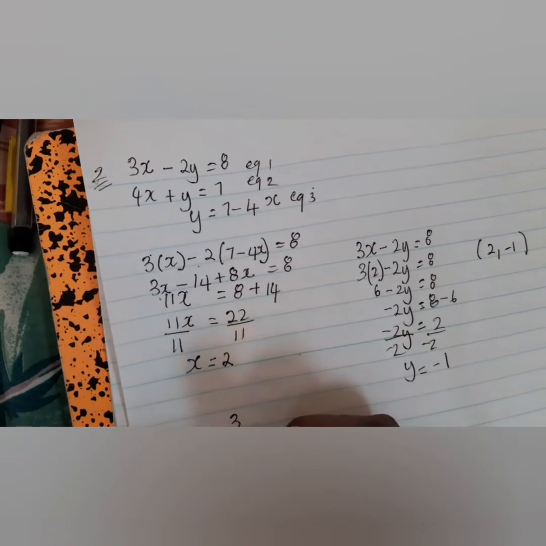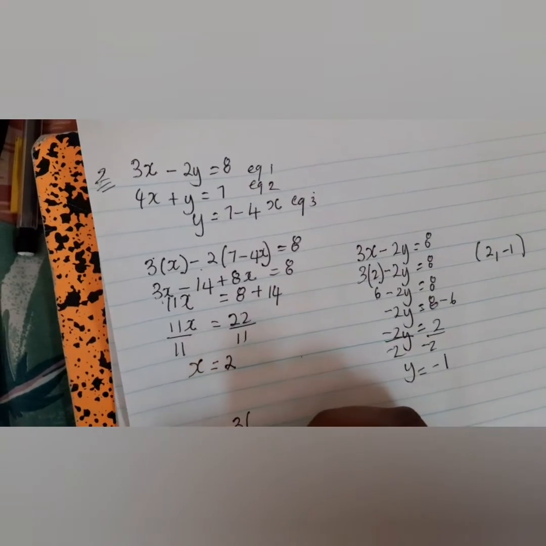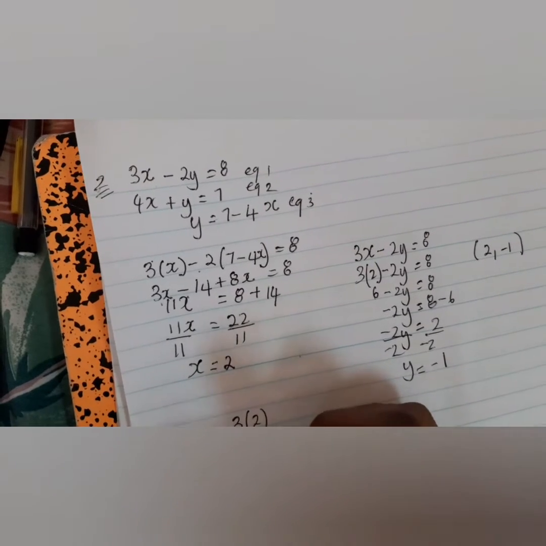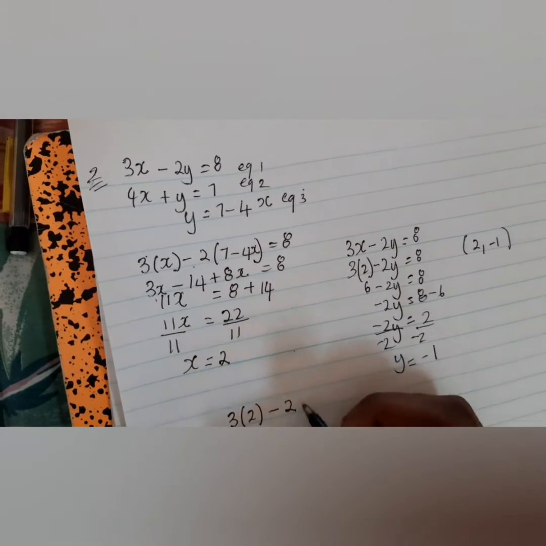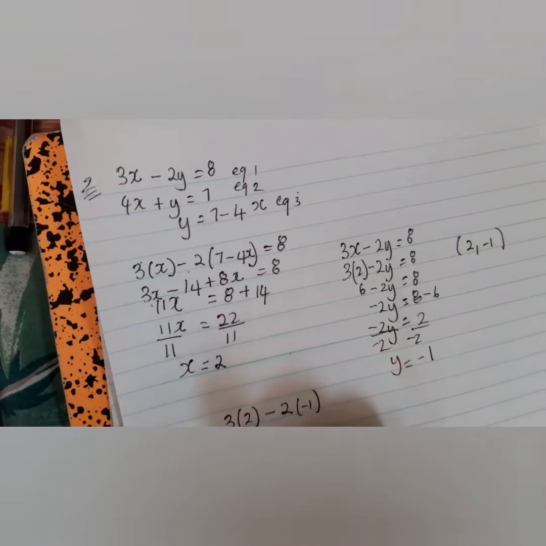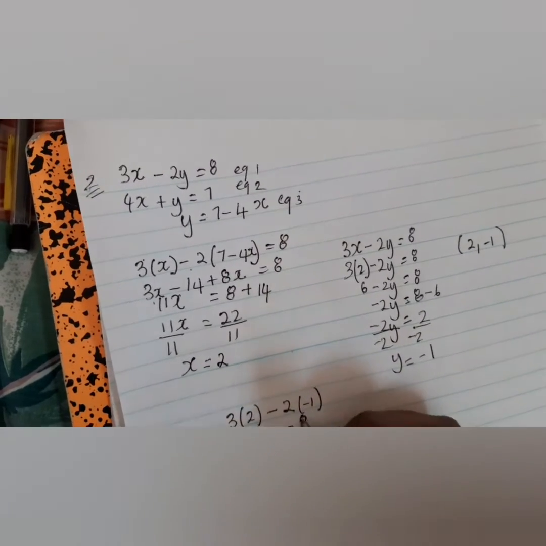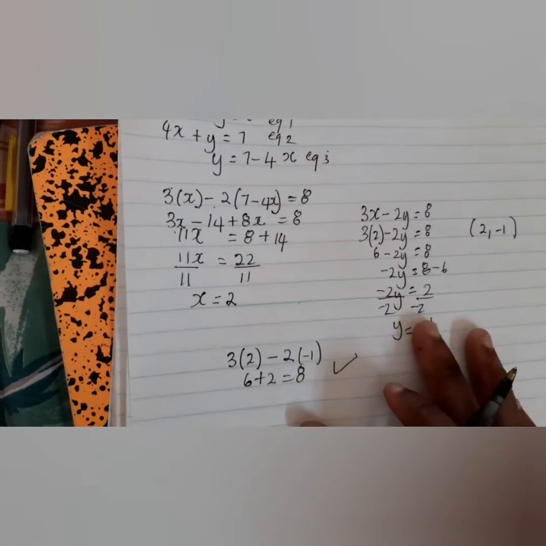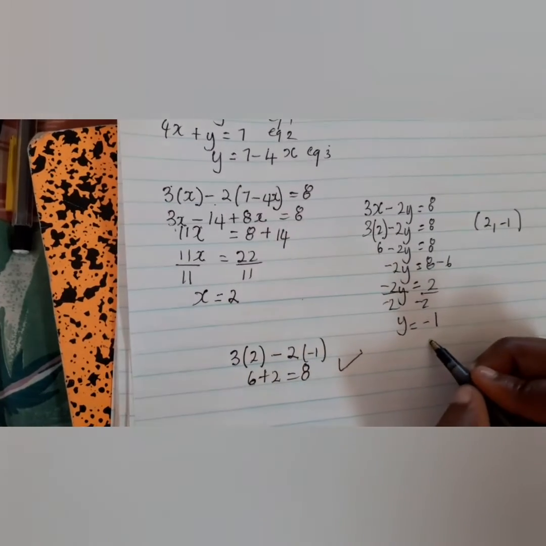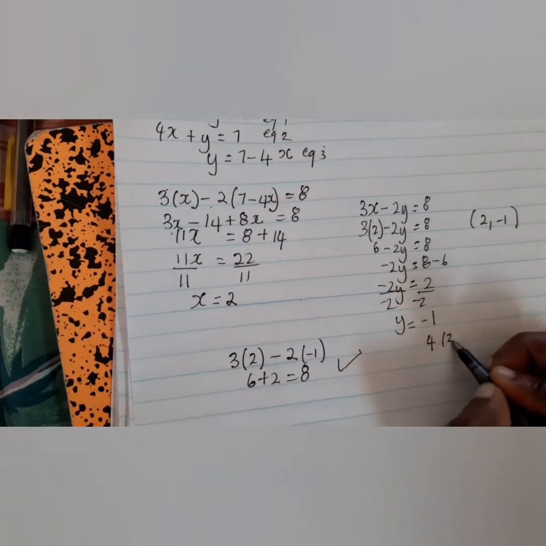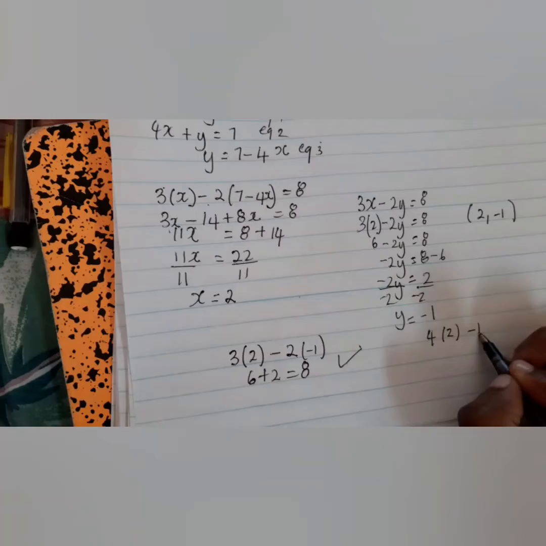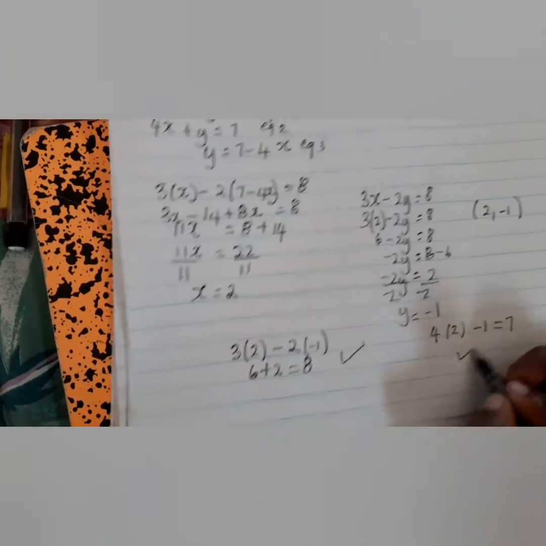Checking our answers, we have 3 by 2 minus 2 by minus 1. So we have 6 plus 2, we have our 8. That's good. And we have 4 by 2 minus 1, which is equal to 7.